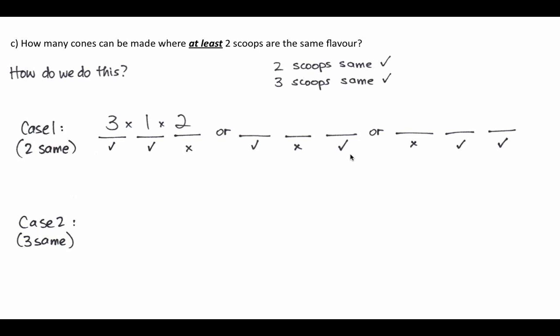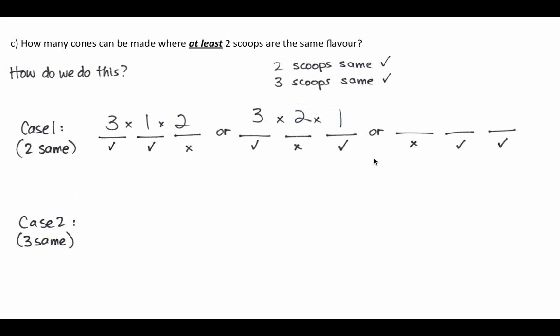Here, the pattern follows exactly the same. We'd have 3 options up here, but where it has to be the same, we only have 1 option. And so the remaining scoop, the one that's different, we'd have 2 choices.